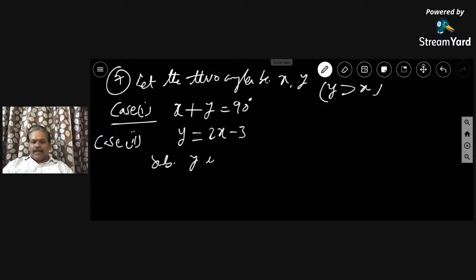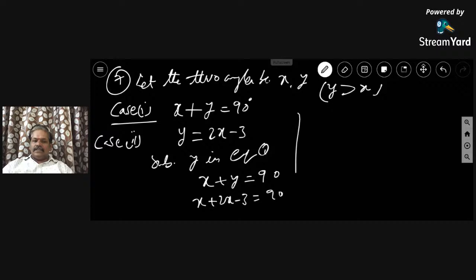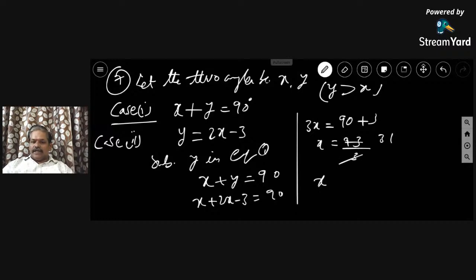As we got y is equal to 2x minus 3, we can substitute in the first equation. Substituting y in equation 1, that is x plus y equal to 90, x plus 2x minus 3 equal to 90, 3x equal to 90 plus 3, x is equal to 93 by 3, 31. So x is 31, y is 2 times 31 minus 3, that is 62 minus 3, 59. As you know, 59 plus 31 is 90.